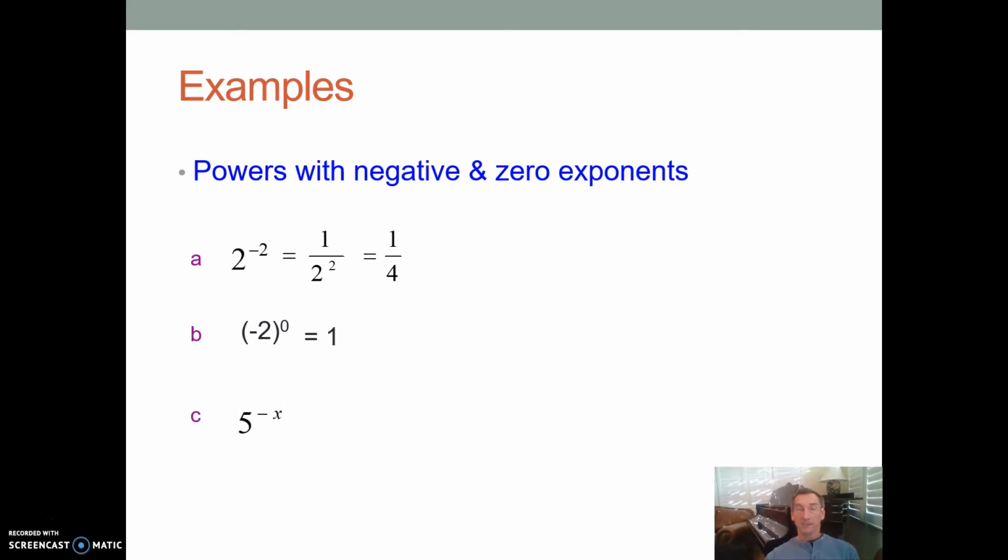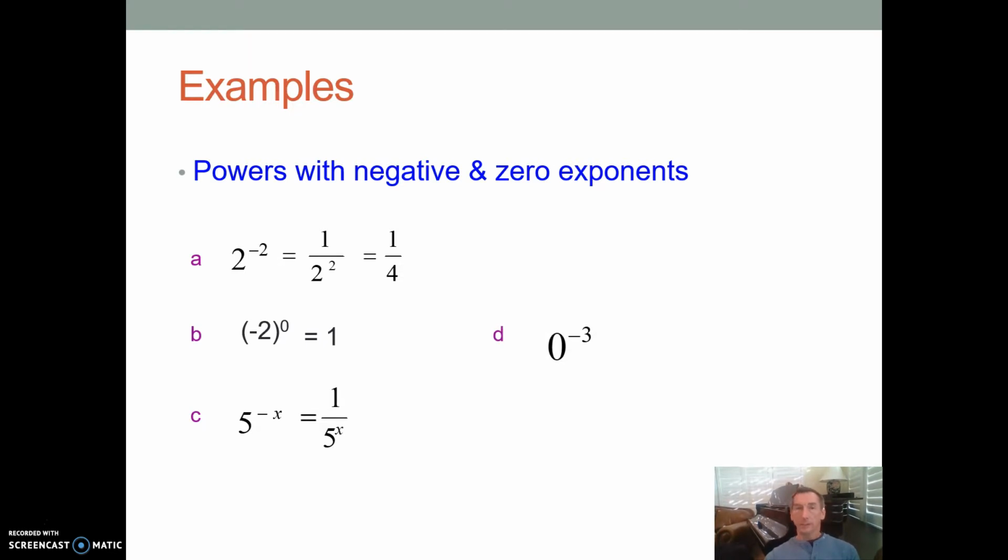Let's take a look at another one. 5 to the negative x. In this case, our exponent is not an integer, it's a variable. So that makes this an exponential function. But we follow the same rules. We take a reciprocal, 1 over 5 to the x. We got rid of our negative, and that's as far as we can take this one, not knowing what x is.